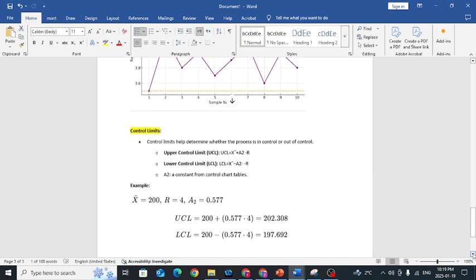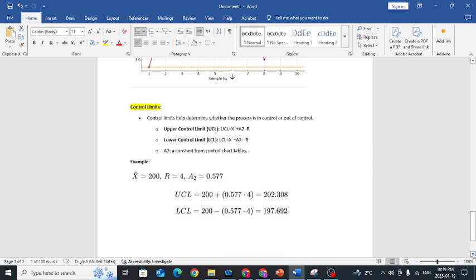So control limits. What are control limits? Control limits are determined after preparing the X bar and R bar. Now it is time for the upper control limit, UCL, and the lower control limit. For the upper control limit, the formula is X bar, which we learned how to solve, plus A2 multiplied by R, where R is from the R bar chart.